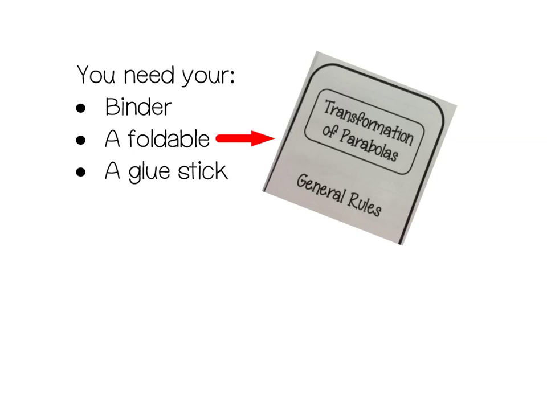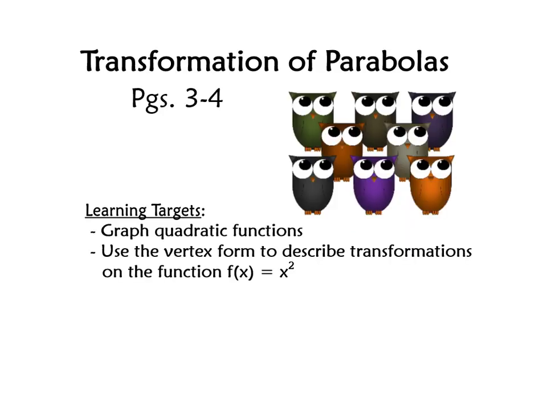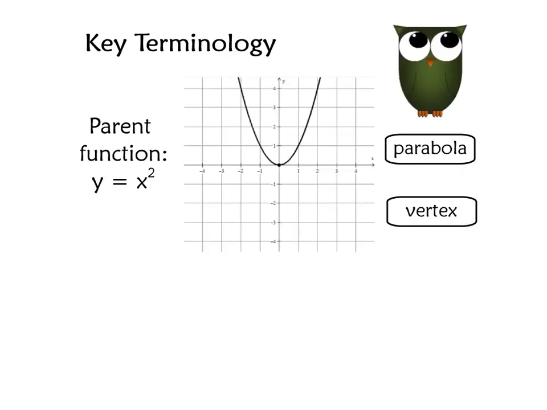For today, you need a binder, the foldable that says Transformations of Parabolas, and a glue stick to glue it onto your note page. We'll be looking at pages 3 and 4 in your note packet. So there's a few key words you need to know for this section.